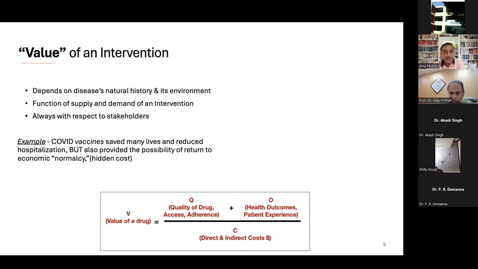And in the denominator is the cost. Cost of the treatment, cost of transportation to the hospital to get the treatment, hospitalization cost. So direct cost, indirect cost related to that disease or ailment. Okay, so that ratio is what is considered the value of a drug. A very important metric, and that is what is used in the healthcare sector too.